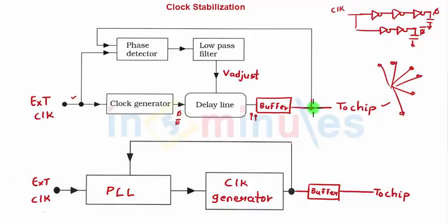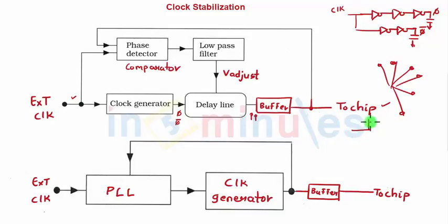Now the same clock which is going to go to different points is on the feedback path and it's going to go to a phase detector with its other input being the external clock. This phase detector is nothing but a comparator and we can use an XOR gate also as a phase detector. What this phase detector is going to compare is whether my generated clock internally is in the same phase with the external clock.